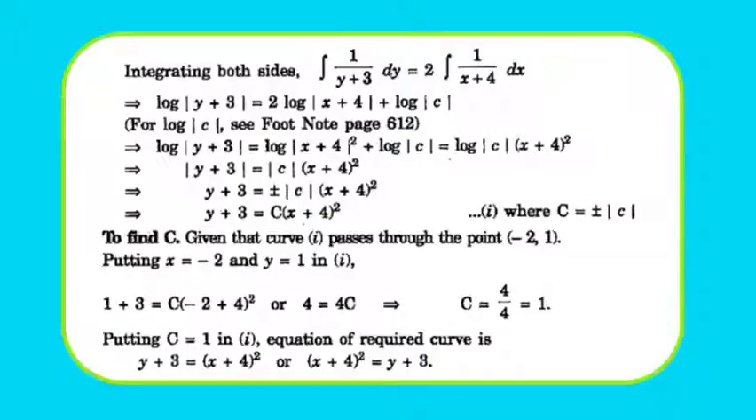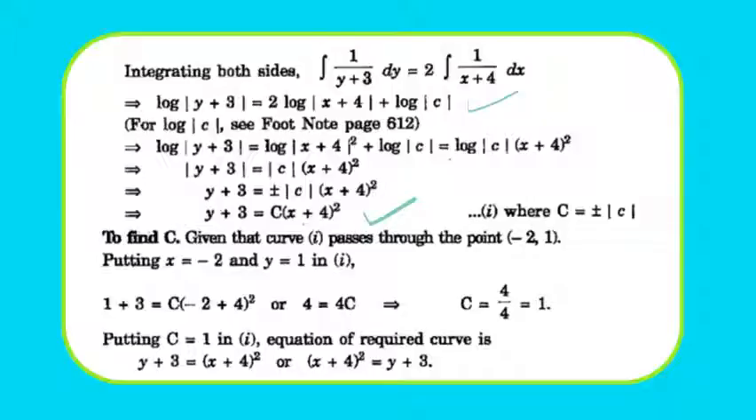Integrating both sides, we have the integral of 1/(y + 3) dy equals 2 times the integral of 1/(x + 4) dx. It is very simple, log. So we get log|y + 3| = 2 log|x + 4| + log c. Clear? Applying the properties of log, we get y + 3 = c(x + 4)^2.